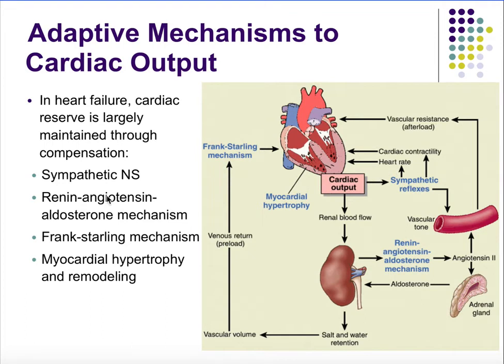In addition, we can turn on our RAA. And when we turn on the RAA, we retain more fluids. And when we retain more fluids, we increase blood volume. And when we have more blood volume, we have more blood returning to the heart. And this really calls on the Frank-Starling mechanism. So this is related to sarcomere length.